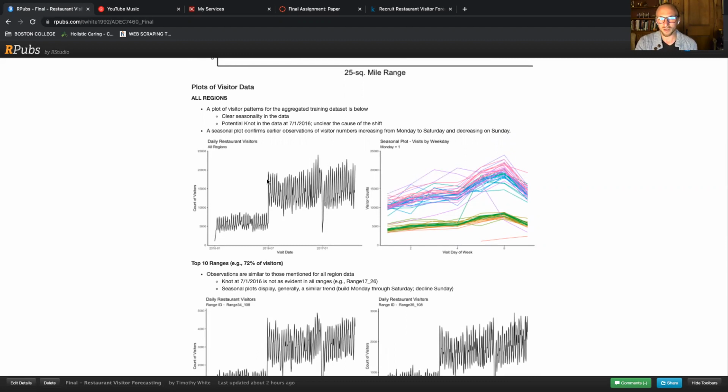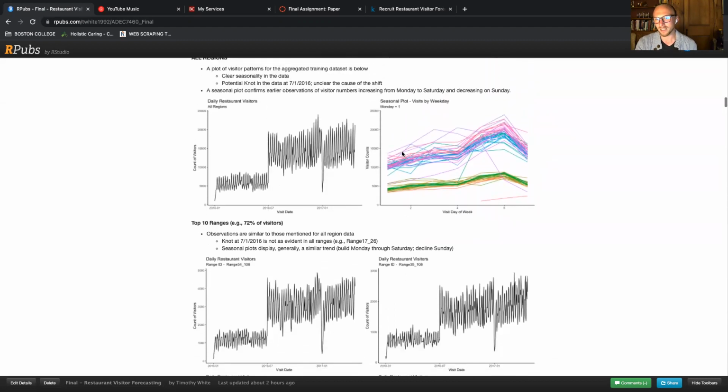The drop is definitely New Year. The jump in July 2016 seems to be an actual change in how data was collected. I don't know that definitively, and I'll talk about how I dealt with that. Seasonality, again, shows that restaurant visitors seem to grow throughout the week, dropping a little bit on Sunday, and this gap between is that jump in July 2016.